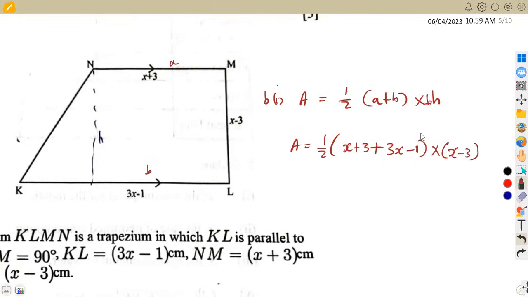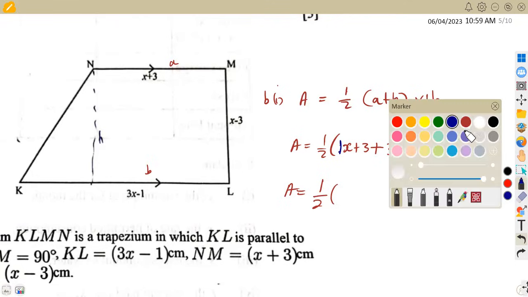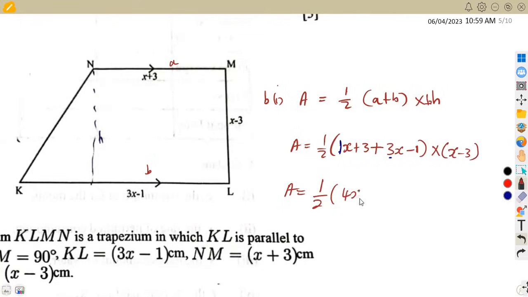All right, so this is the expression for our area, which we can just simplify. That is going to be half of, we can just collect like terms here. We've got like terms x and x. So 1 plus 3, that is going to be 4x. 3 minus 1, which is going to be 2. So that's plus 2, into x minus 3.